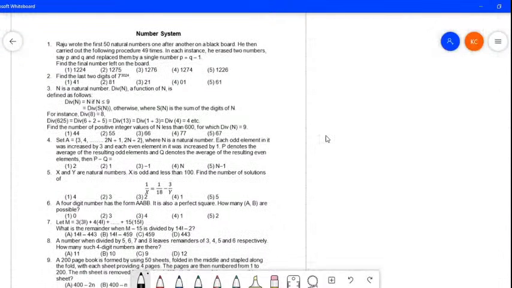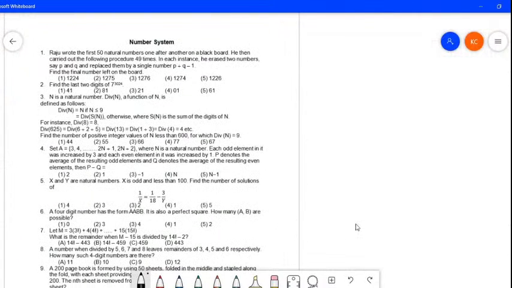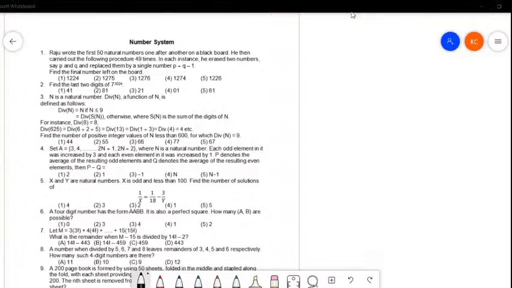Anyone, any problem in any of these 13 questions? If no, then we can directly discuss some of the questions which I feel are important. Anyone would like me to discuss a particular question? Question 3, okay, fair enough. Question 1, okay, let's start with question number 1.